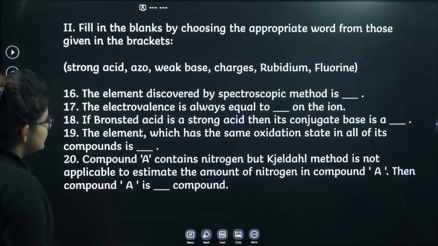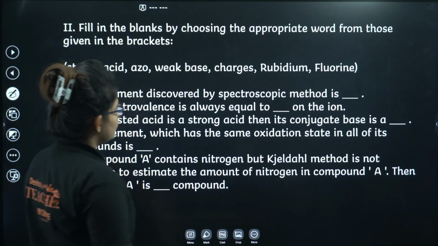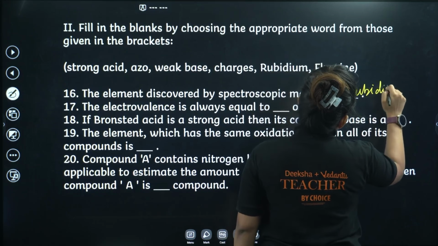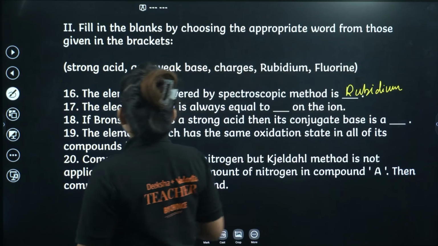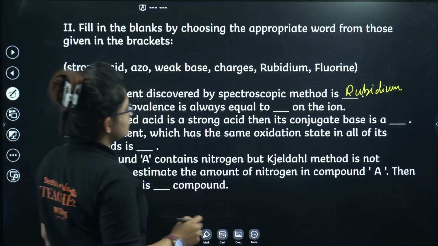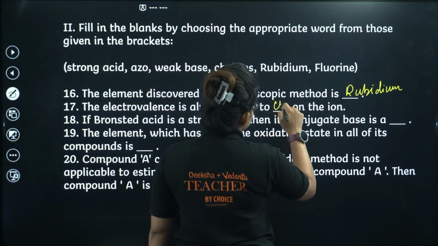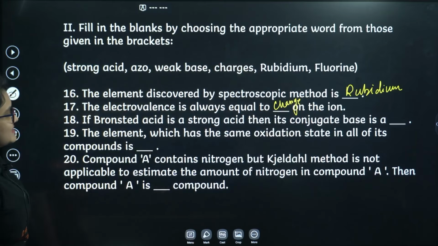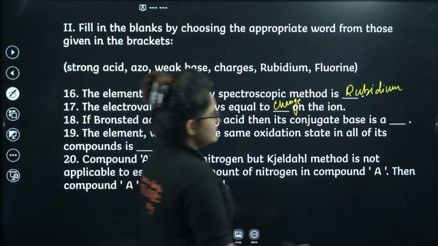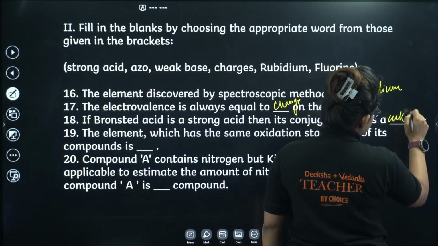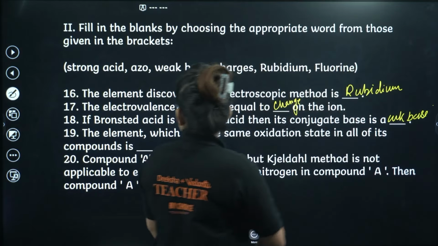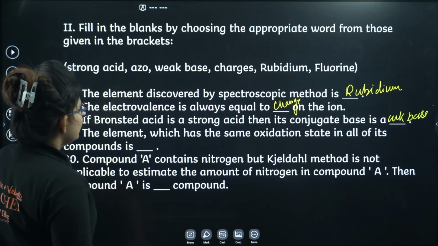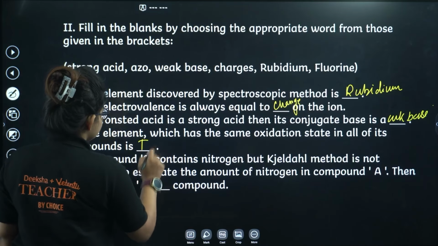Okay, here comes the fill in the blanks. The element that was discovered by the spectroscopic method is going to be rubidium. Okay, next, the electrovalence is always equal to the charge on the ion, right? So it's going to be charge. Next, if a Bronsted acid is a strong acid, then the conjugate base is a weak base. Next, the element which has the same oxidation state in all of its compounds is fluorine. There is no other chance, right?